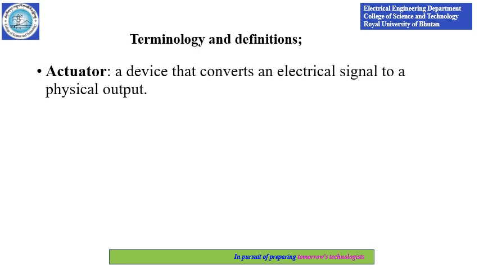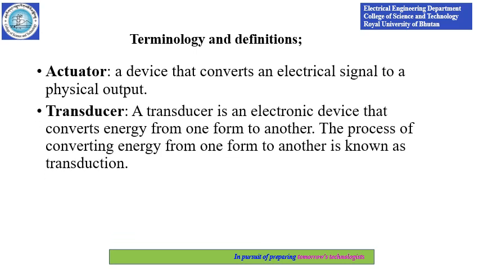The second example that you can take is an electric motor. So we're giving electricity as an input and we're getting mechanical rotation in form of output, right? So an electric motor is another example of an actuator. So the next thing we're going to look at is a transducer. A transducer is basically an electronic device that converts energy from one form to another. The process of converting energy from one form to another is known as transduction.